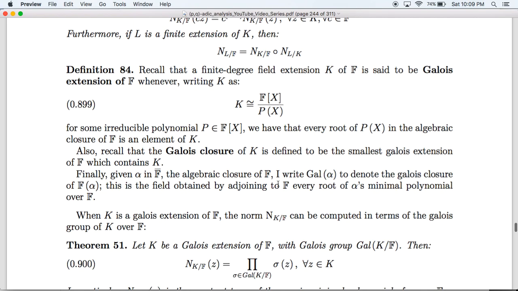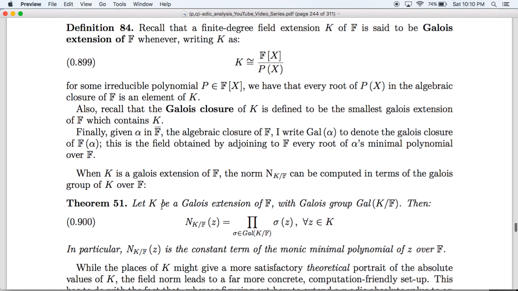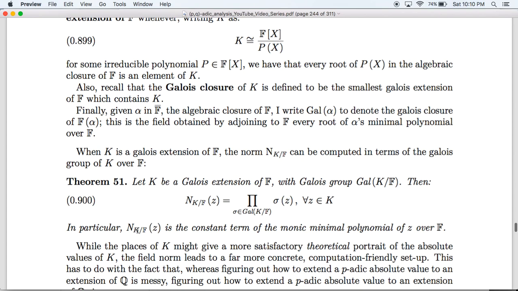And the reason why we like Galois extensions, other than the fact that they are Galois, is that when we have a Galois extension, we can use the Galois group to compute the norm of K over F. In that case, for a Galois extension K of F, the norm of K over F of an element z is simply the product of all of the Galois conjugates of z. In particular, N_K/F of z is going to be the constant term of the monic minimal polynomial of z over F.